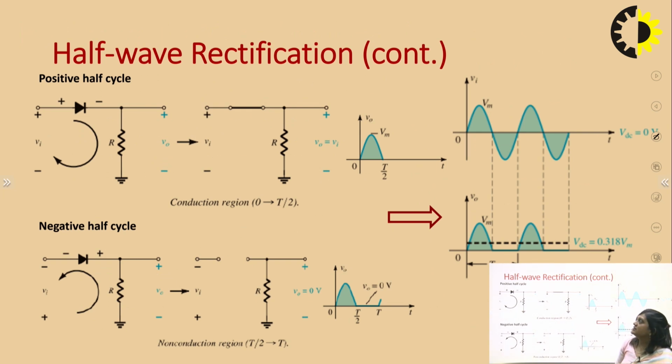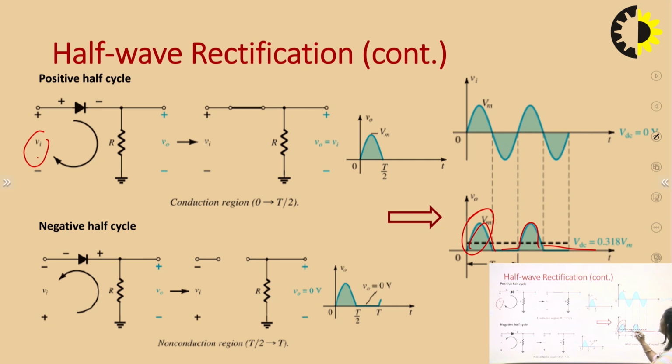Like here we can see the positive half cycle. This is the Vi, positive half cycle. So, V0 is equal to Vi, and in the negative half cycle the diode is open and the output is equal to 0. So, we can see here it converts only the positive half cycle, and in the negative half cycle the output is 0. So, only one cycle is converted into pulsating DC. This is the pulsating DC output.